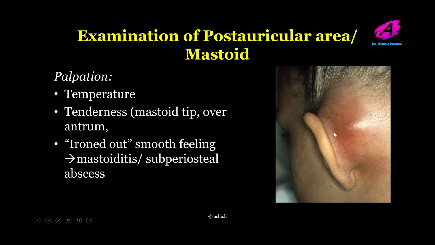So you will look for any smooth feeling of this area. Normally the area would have creases and it is not so smooth and shiny. The skin overlying wouldn't be so shiny. So ironed out appearance is seen in cases of mastoiditis or subperiosteal abscess.